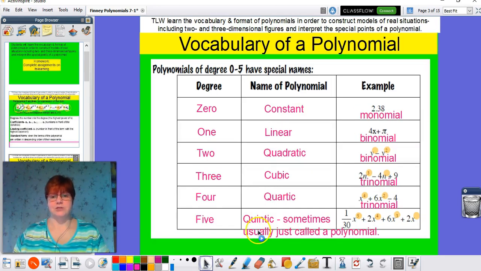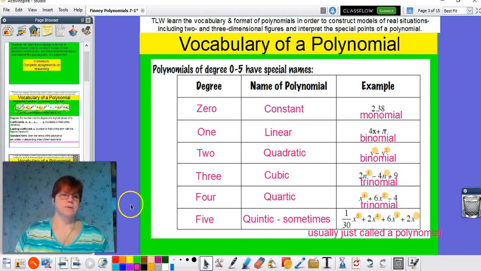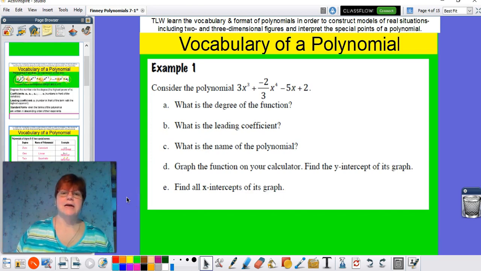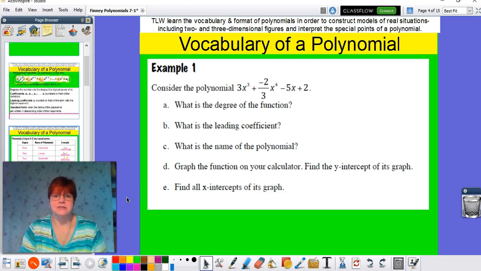Okay, there's not a special term for that. It's just called a polynomial. Okay? So there's some vocabulary. Now, what we're going to take a look at here is we're going to try to determine what the degree of this function is, what the leading coefficient is, what's the name of the polynomial, and then we're going to graph it, find the y-intercept, and find all the x-intercepts.